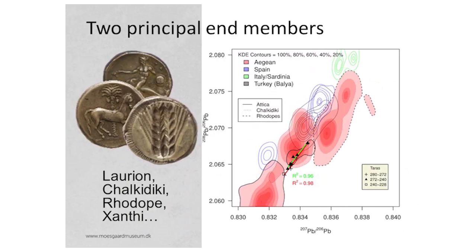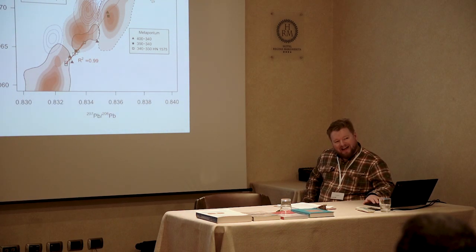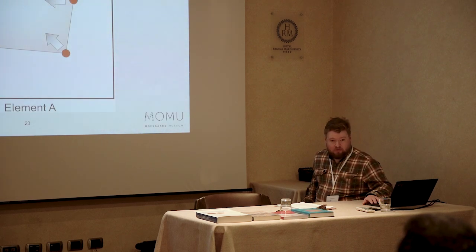But actually, in this case, you get isotopes on a line, which indicates the silver that was used to mint those coins is actually a mix of silver from 2 places or 2 end members. So when it's on a line, that's fine. We've got 2 sources for mixing. But then that goes further when you're looking at more than 1 source.